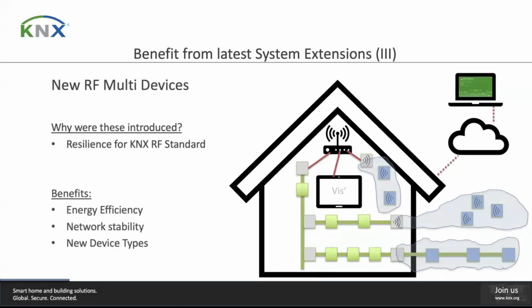KNX RF multi-devices. You may be aware of KNX RF Ready. That was the original RF protocol inside the standard. Now you've got RF Multi. That enables us to have acknowledgements coming back. It enables us to have the difference between fast and slow communication.